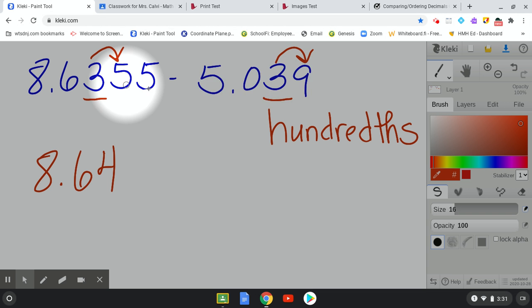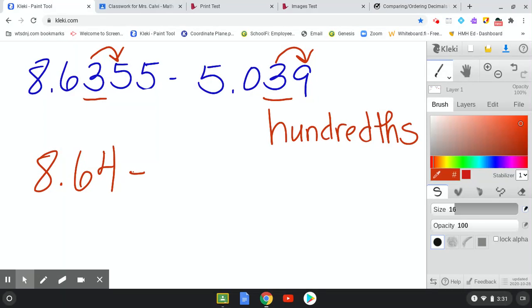So now this 9 tells me that this 3 becomes a 4. So the 5 is staying, the decimal is staying, the 0 is staying, and the 3 becomes a 4 now. I'm going to drop down my subtraction sign. So now this is the subtraction problem I would be doing, okay?